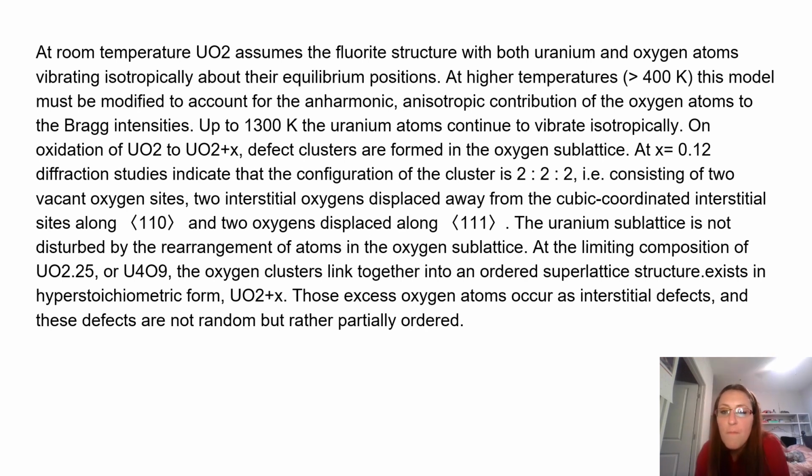At the limiting composition of UO2.25 or U4O9, the oxygen clusters linked together in an ordered superlattice structure exist in hyperstoichiometric form, UO2+x. Those excess oxygen atoms occur at interstitial defects, and these defects are not random but rather partially ordered.